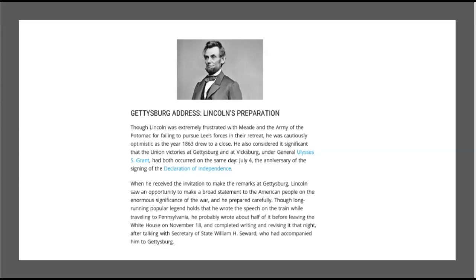Though Lincoln was extremely frustrated with Meade and the Army of the Potomac for failing to pursue Lee's forces in their retreat, he was cautiously optimistic as the year 1863 drew to a close. He also considered it significant that the Union victories at Gettysburg and at Vicksburg under General Ulysses S. Grant had both occurred on the same day, July 4th, the anniversary of the signing of the Declaration of Independence. When he received the invitation to make the remarks at Gettysburg, Lincoln saw an opportunity to make a broad statement to the American people on the enormous significance of the war, and he prepared carefully.